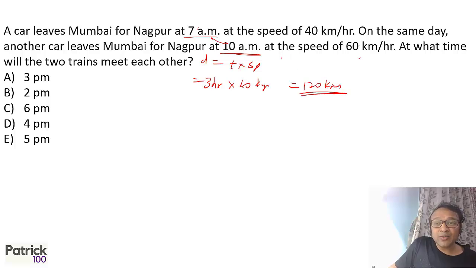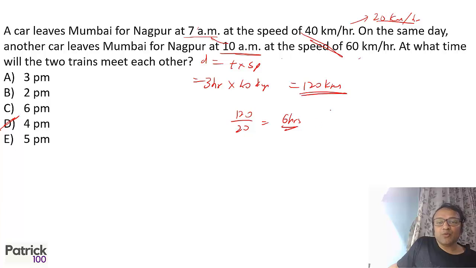Now for the second car to meet, the relative speed is: it covers 20 kilometers in 1 hour, because it is 20 kilometers per hour faster. So to cover 120 kilometers, it will take 120 upon 20, which will be 6 hours. So 6 hours from 10 a.m. will be 4 p.m. That will be the answer. So always if you solve it orally, you become much faster while solving. That always helps.